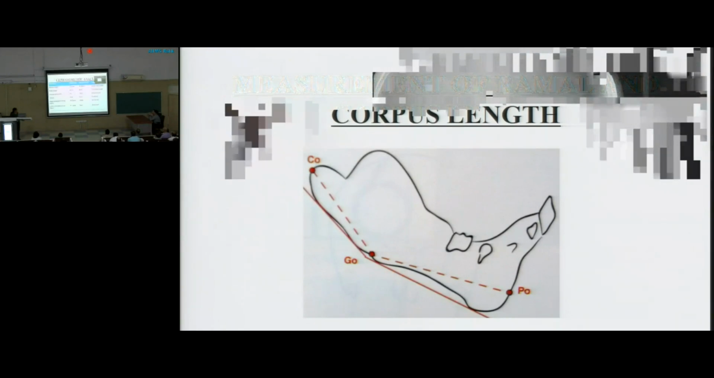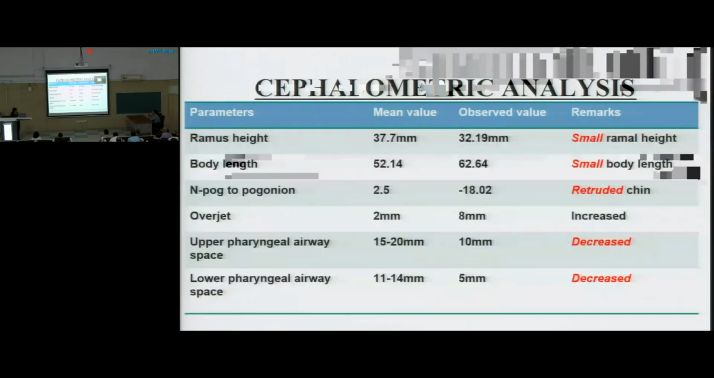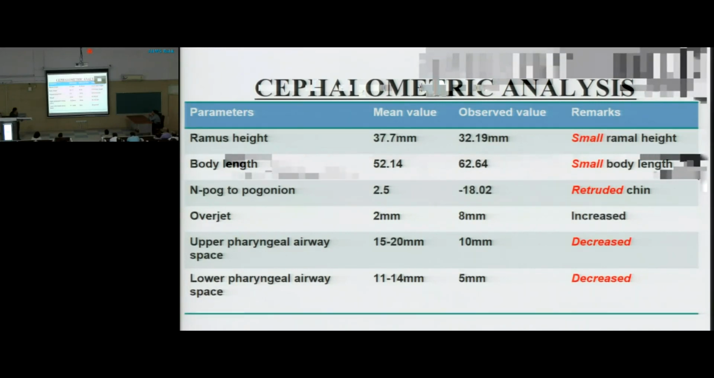And the mandibular body we have to measure from the gonion till the pogonion. The cephalometric analysis was done, and after the analysis we could elicit that the mandibular ramal height was small and the body length was also small, and the patient had a retruded chin with a decreased pharyngeal airway space, both upper and lower.